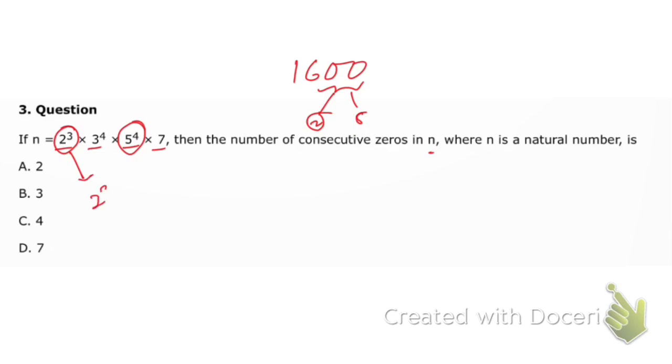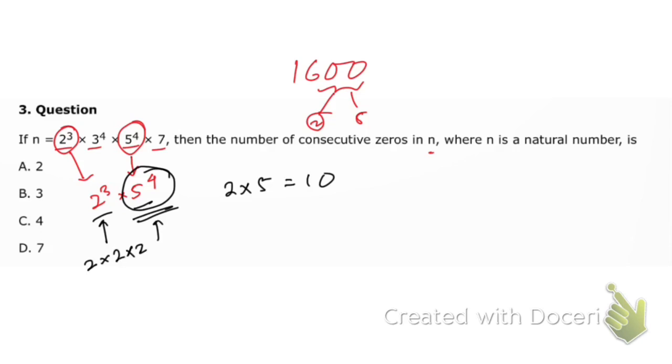Here we have 2 to the power 3 and here we have 5 to the power 4. So here we have both 2 and 5, but to end with 0, we know that 2 times 5 is 10, right? There is 5 to the power 4, so there will be four 5s and three 2s, but there are only three 2s. So if you multiply three 5s with them, then you're going to get three 10s, right?